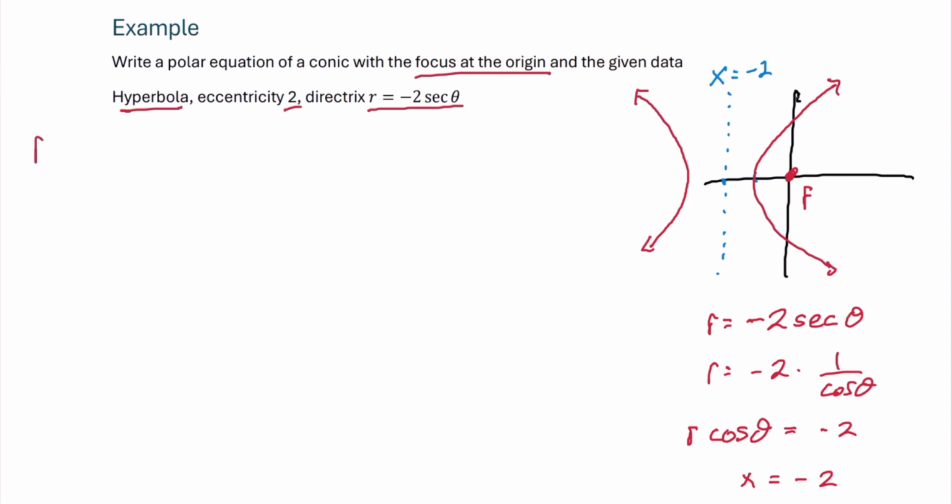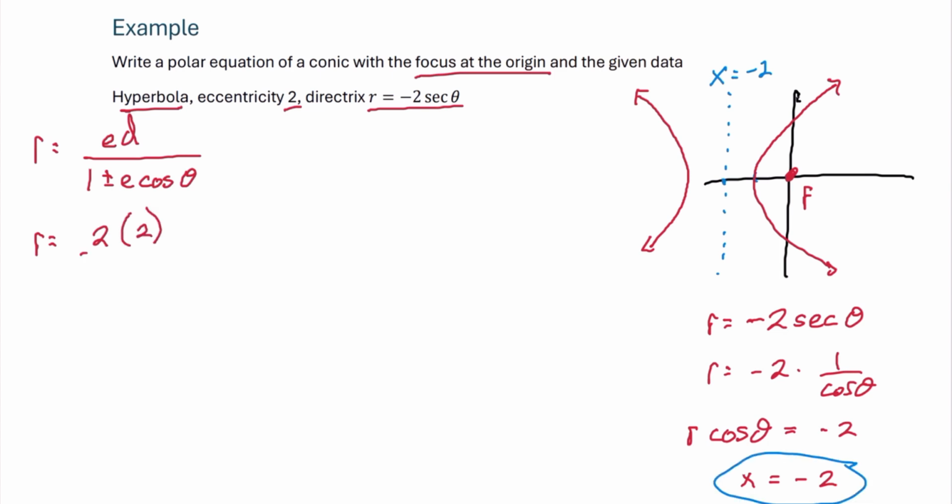Next, we'll start with the generic equation. r equals ed divided by 1 plus or minus e cosine theta. Again, we're using cosine. Next, we can plug in some more information. We know that e, we are told, is 2. The directrix we found to be x equals -2, so that means d is going to be 2. Remember, d is just a distance, so it's going to be positive.